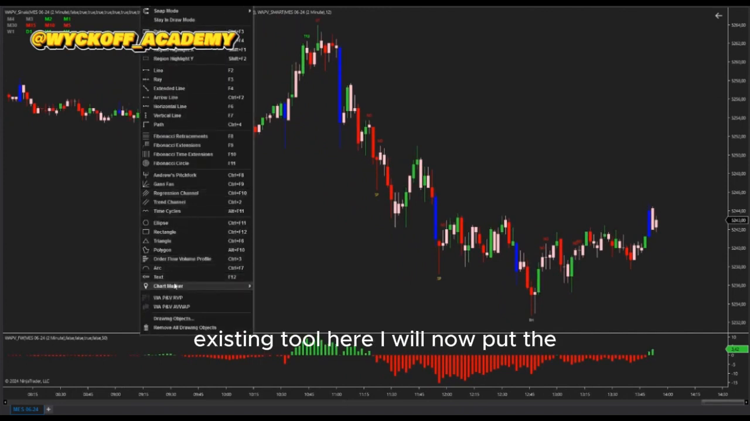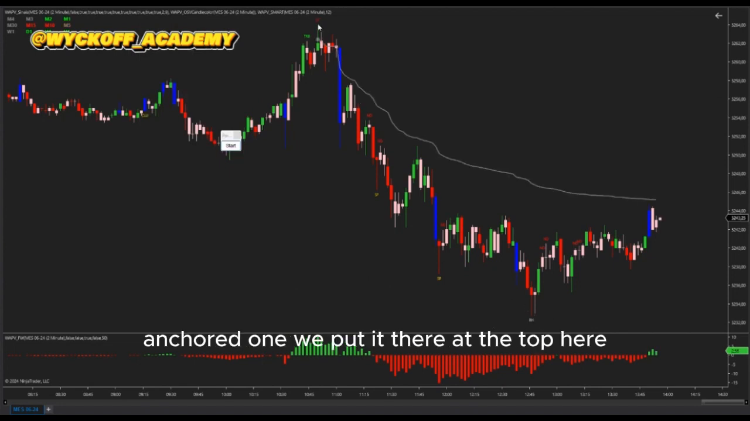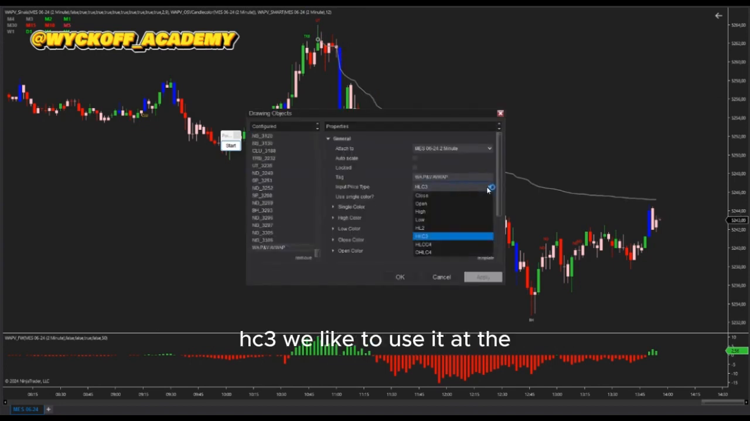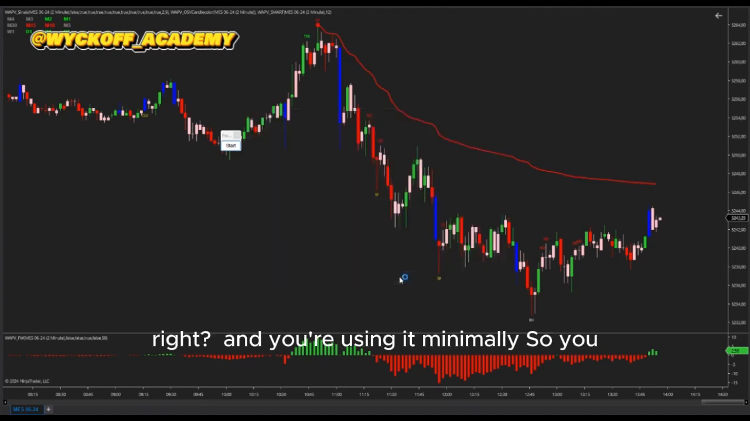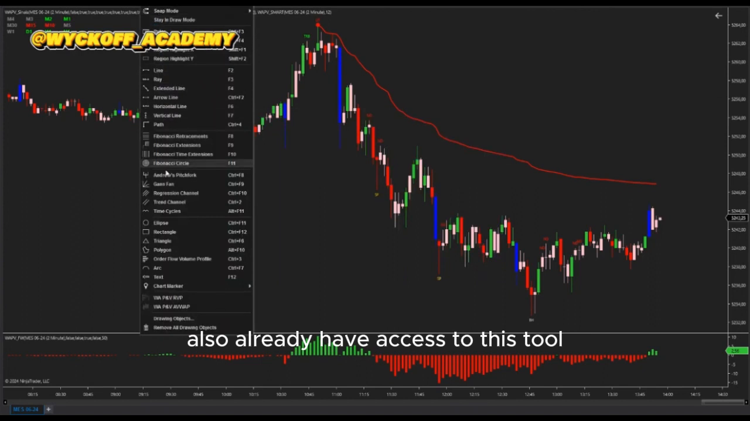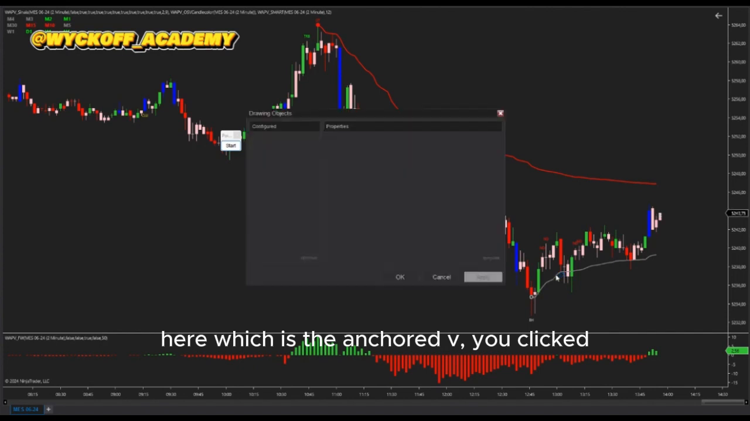Here I will now put the anchored one. We put it there at the top here. It already comes by default. HC3, we like to use it at the maximum, right? And you're using it minimally, so you also already have access to this tool here, which is the anchored VWAP. You clicked there.